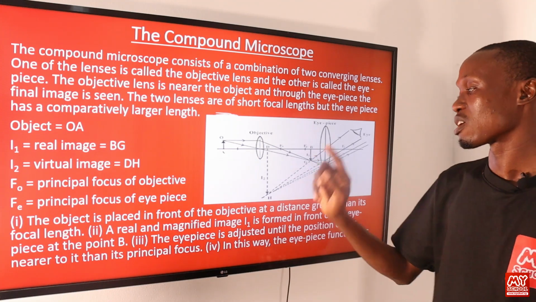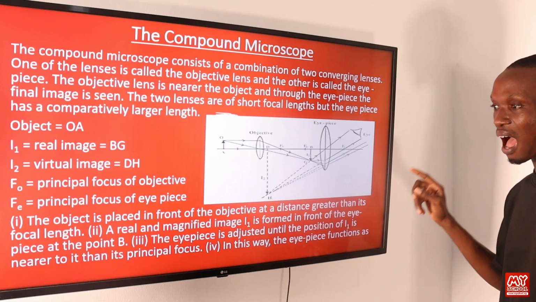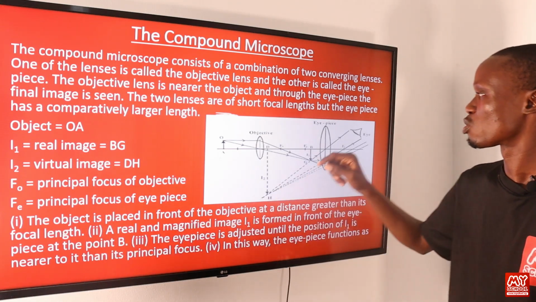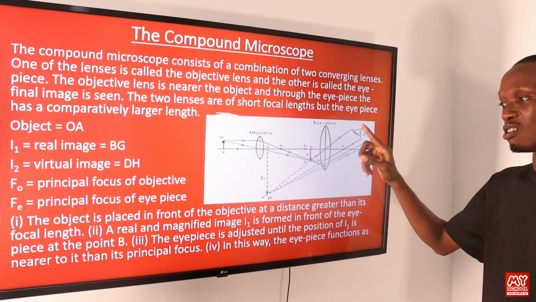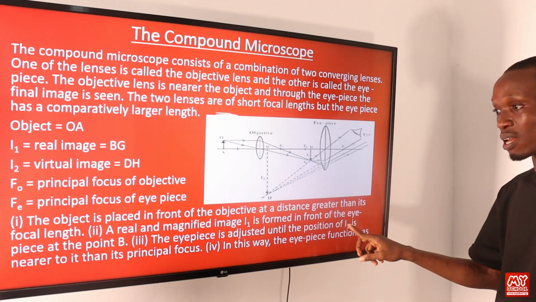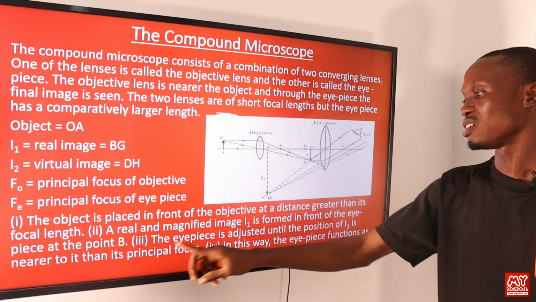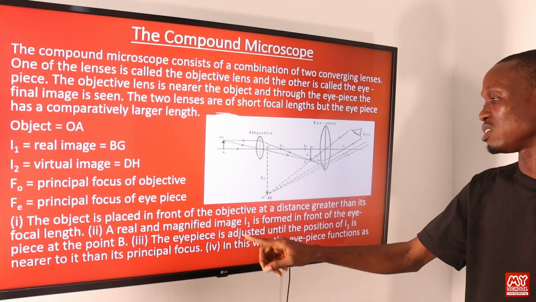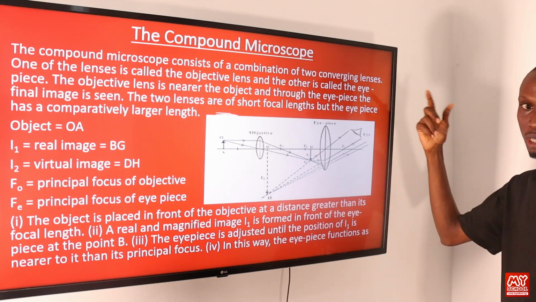Then a real and magnified image I1 is formed in front of the eyepiece at the point P. So this is the front of the eyepiece, and this is the real image that is formed. Now the eyepiece is adjusted until the position I1, which is the image that was formed, is nearer to it than its principal focus.